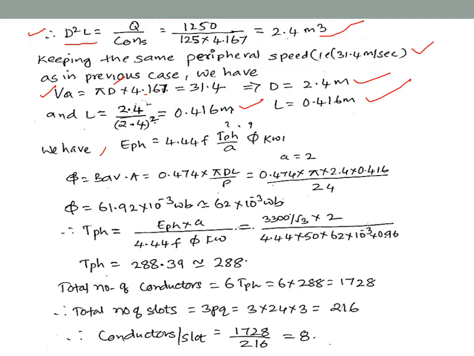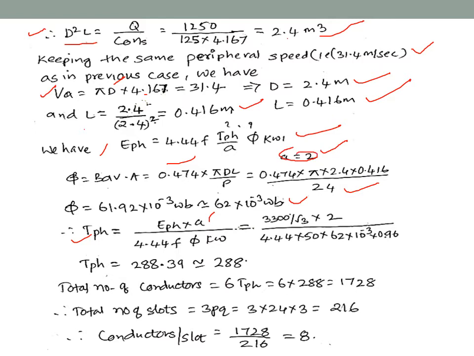Now EPH is equal to this. Okay, so here in the second part, A is equal to 2. Okay, so now B average is equal to this. For B average, this one, pi DL by P. Okay, so now flux comes out to be this. Now TPH is equal to, using this option, in this A is equal to 2, for the second problem.